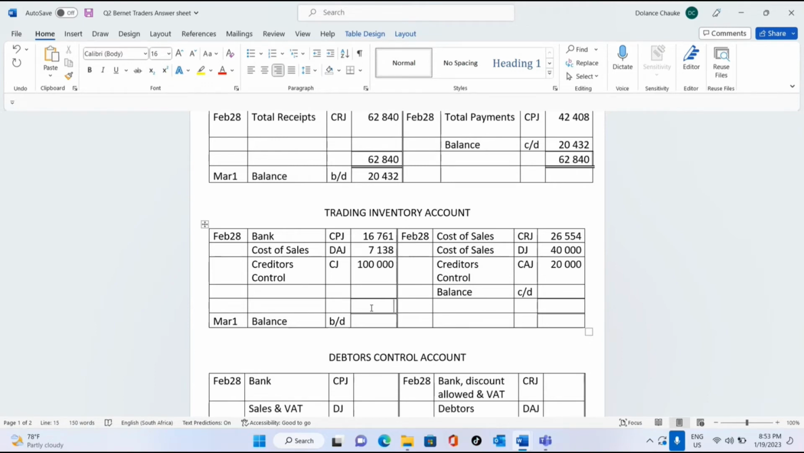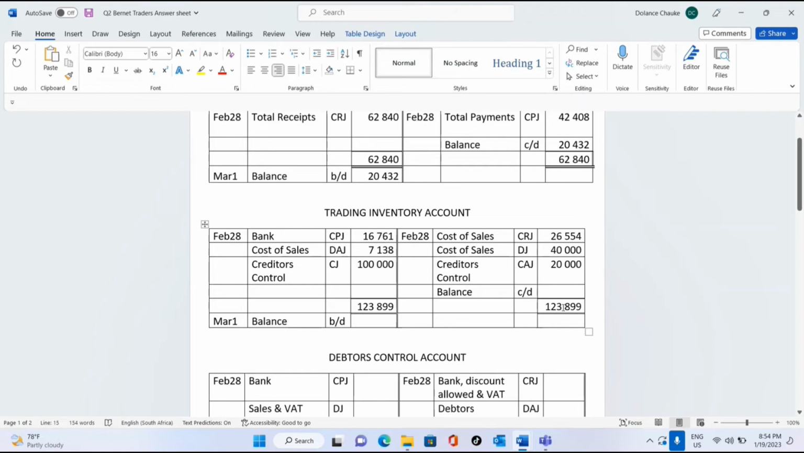16,761 plus 7,138 plus 100,000. How much? 123,899. Even this side, your total is going to be the same. 1, 2, 3, 899. I hope everyone is getting that amount.